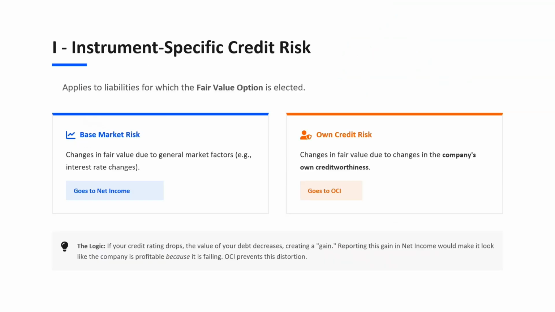Okay, and we are in the last portion of the PUFI mnemonic, which is I, instrument-specific credit risk. What I mean by that is this one specifically applies to liabilities where the fair value option is elected. And this one also has two versions, depending on the type of risk. It can go to net income, or it can go to other comprehensive income. Okay, so what's going on here?